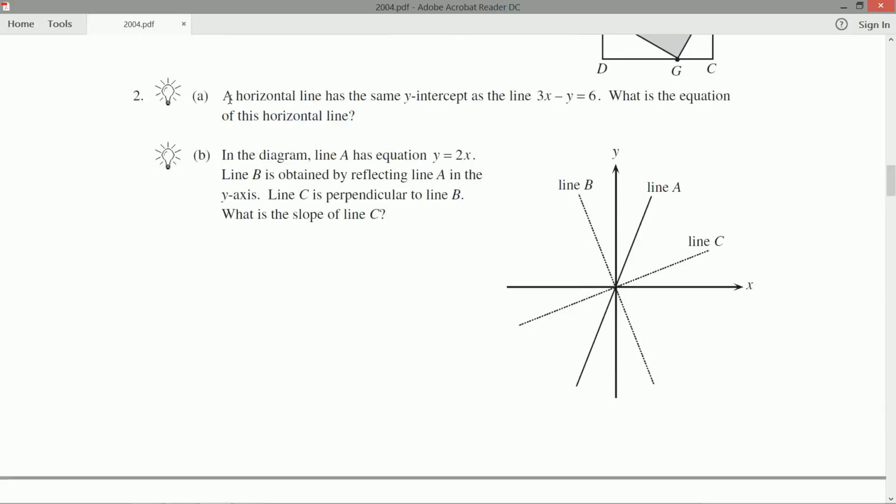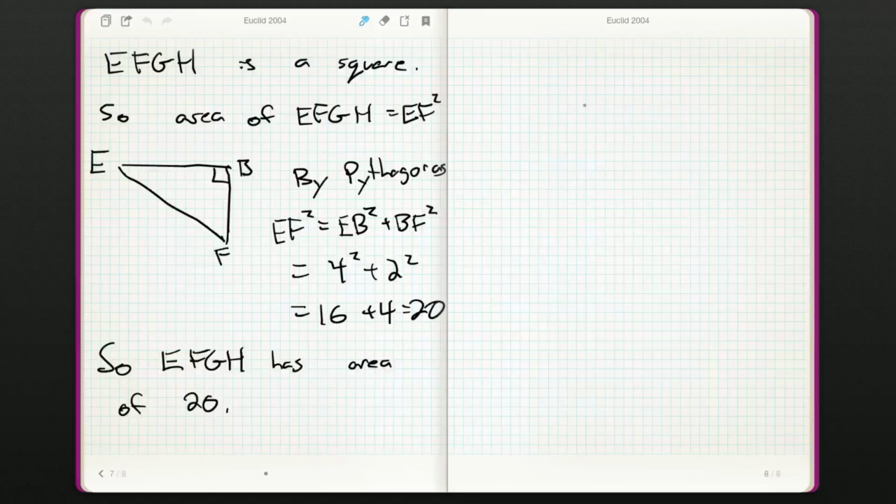A horizontal line has the same y-intercept as the line 3x minus y equals 6. What is the equation of this horizontal line? I think this is a perfect example of why you might want to write down a little bit of what you're doing, because if you go through this quickly, you might say y equals 6 off the top of your head, and I think that's not correct, it's going to be y equals negative 6. Anyway, I'm going to rearrange this equation into y-intercept form so that I can see what the y-intercept is.